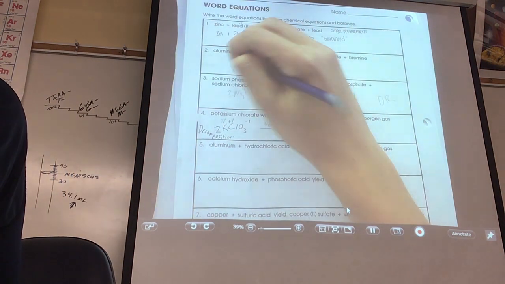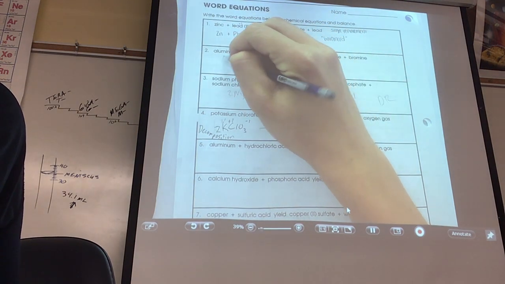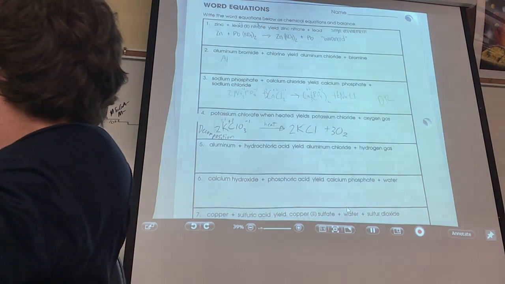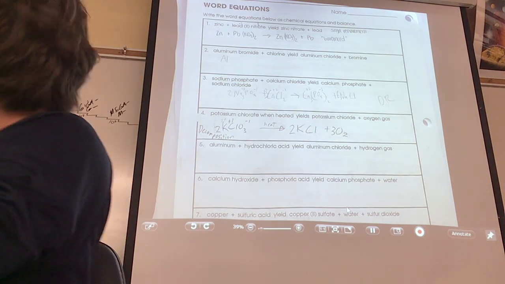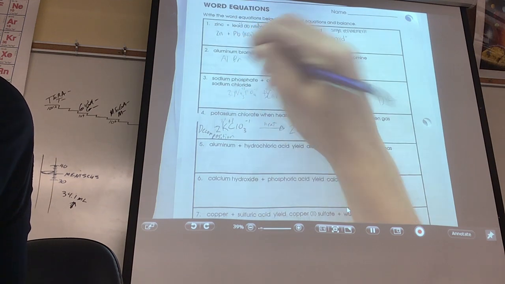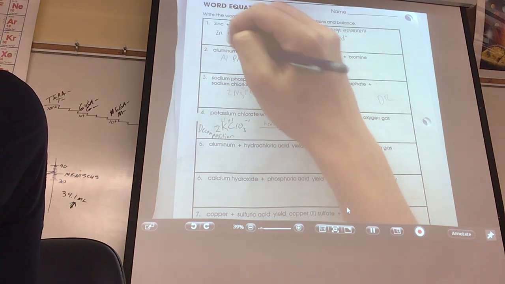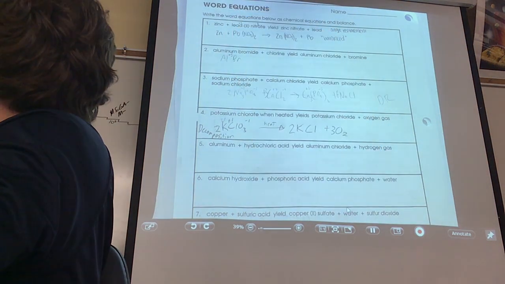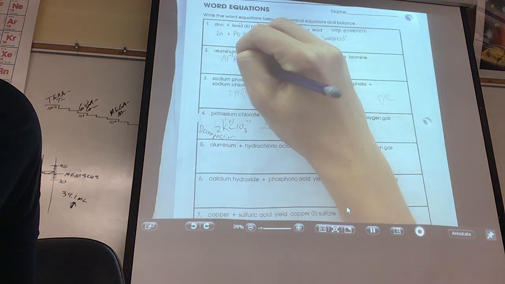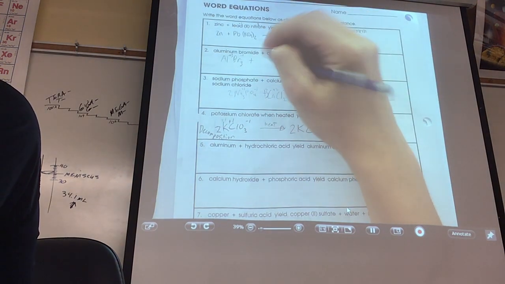So you got aluminum bromide, which has no polyatomic ions. So it's just bromide, Br, and aluminum is always a metal, +3. Actually, never mind. Bromide is -1, so you're gonna need 3 of those. Plus chlorine, so that's just Cl.